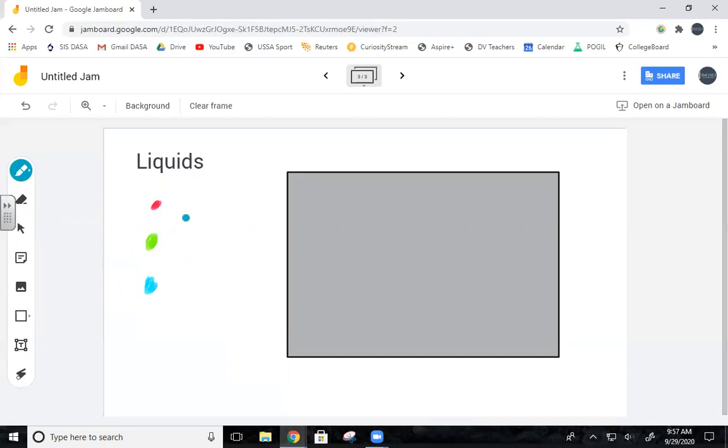Okay, so in a liquid, we have particles. Whoa, that was not what I wanted to do. Where's my eraser?